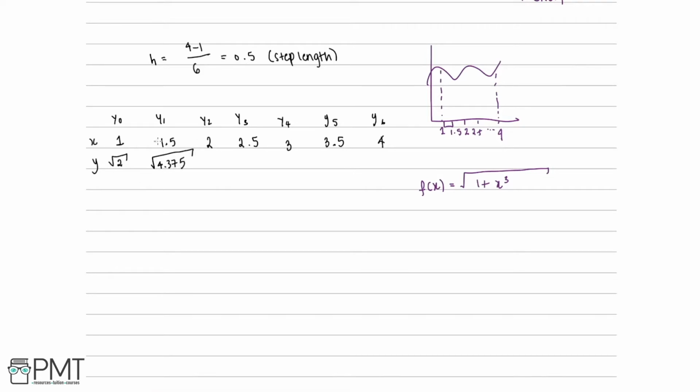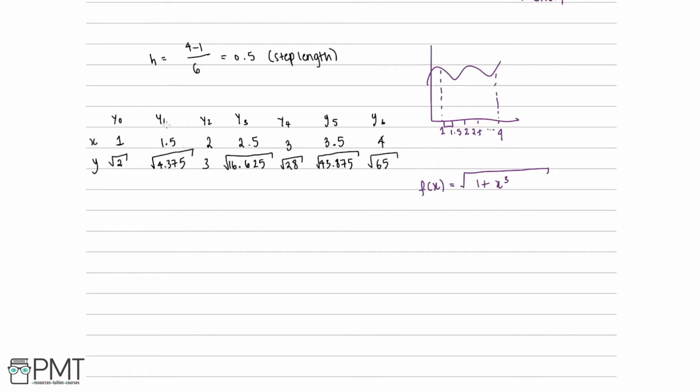Remember, you get the values of y by substituting our values of x into our function and putting it into our calculator. I'm leaving it to 3 decimal places over here because we want as many significant figures as possible in order to get the most accurate approximation at the end. For y2, you get root of (1 plus 2 cubed), which will just be root of 9, so that's 3. And for y3, you do root of (1 plus 2.5 cubed), which is root 16.625 to 3 decimal places. For y4, you get root of 28. For y5, you get root 43.875. And for y6, you get root 65.